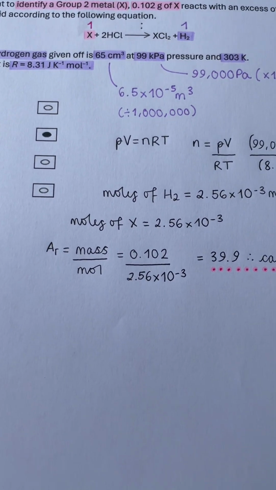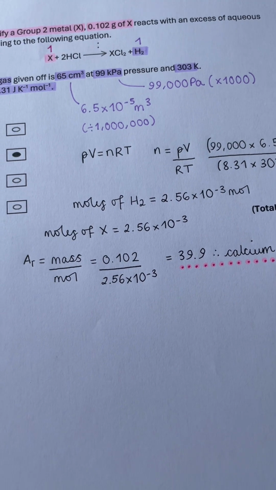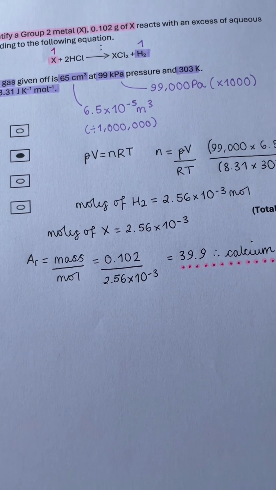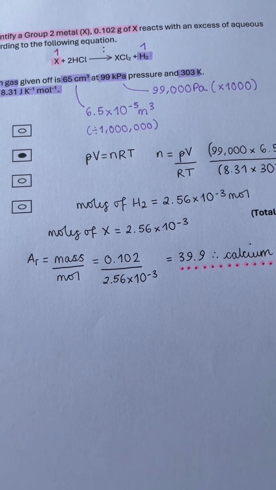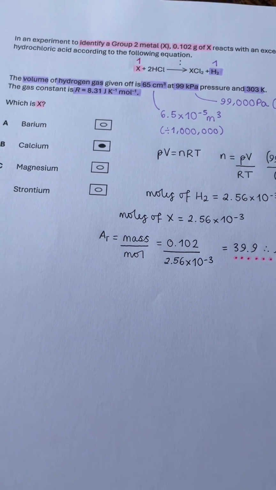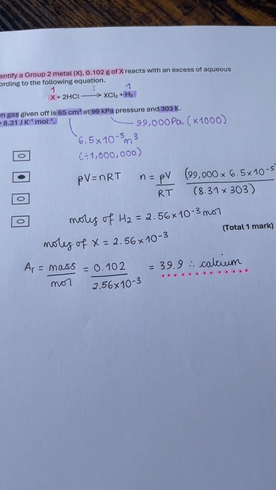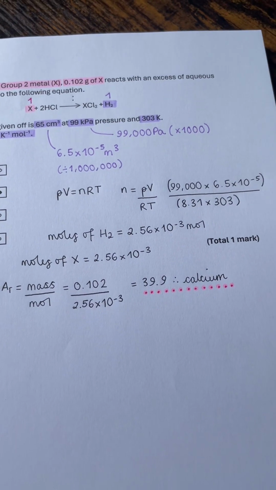So then I've written PV = nRT, and I've rearranged it to get the number of moles, because we need to get the number of moles of hydrogen so that we can get the number of moles of X, and then from the moles of X and the mass of X we can get the Ar, which is exactly what I'm going to do. Now obviously this is a multiple choice question. I wouldn't be advocating you write all your working out down as you would for a longer question, because you're not going to get any method marks.